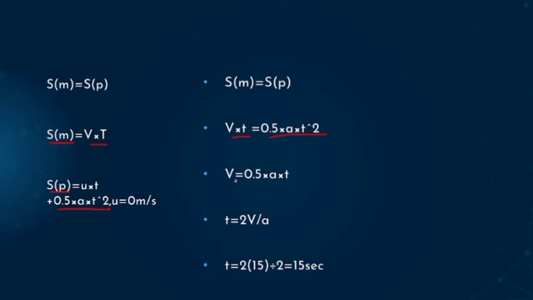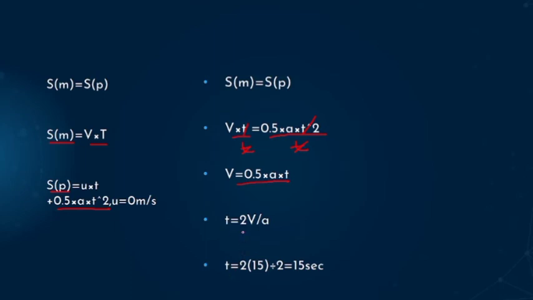So we divide both sides by t, to get t on this side. When we do that, we get v on the left side equals 0.5 times a times t, because t squared divided by t is going to be t. So when we rearrange this formula, we get t equals 2v over a, where v is the velocity of the motorist and a is the acceleration of the police officer.